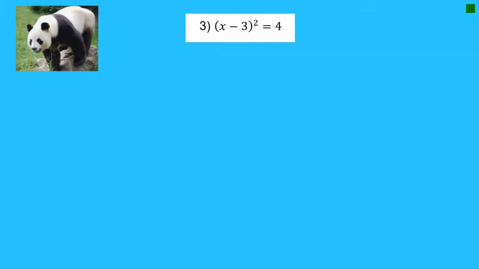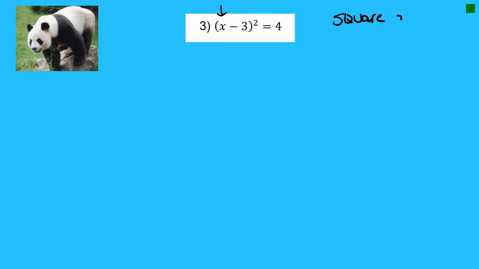Now this one you might think, oh my gosh, I've got to multiply x minus 3 times x minus 3. I'm going to get x squared minus 6x plus 9. Then I've got to bring the 4 over by subtracting. So I get x squared minus 6x plus 5. No, don't do all that, guys. How many variable terms do you see? One. One little x.